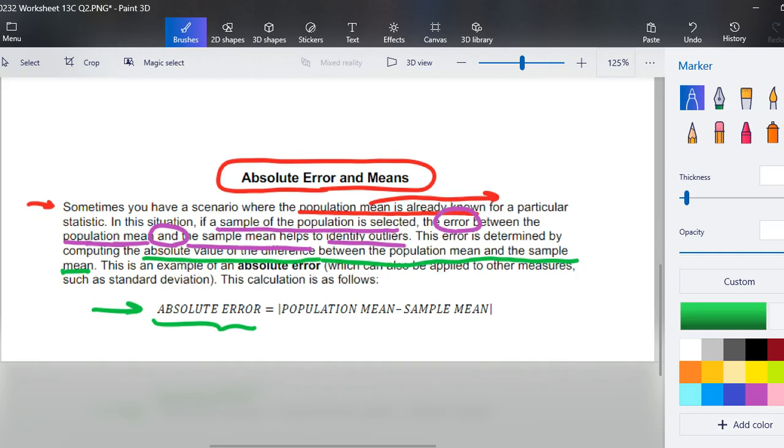This is an example of absolute error, which can be applied to other measures such as standard deviation, and we'll talk more about that in our 1332 class. The calculation is as follows. So take a minute to study on. Absolute error is going to be the absolute value of the population mean minus the sample mean.